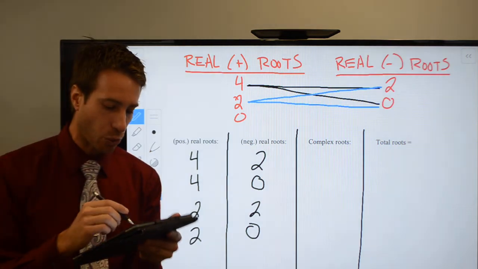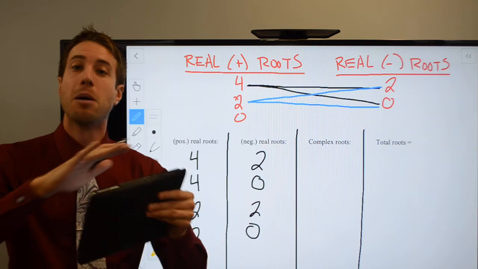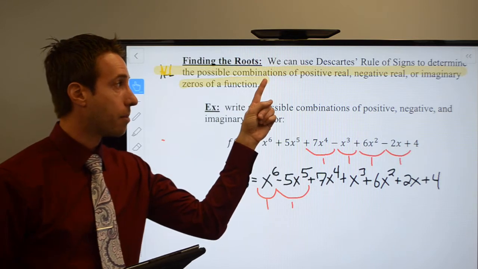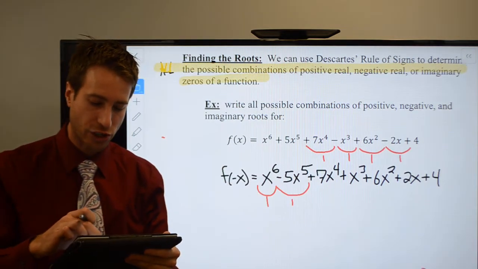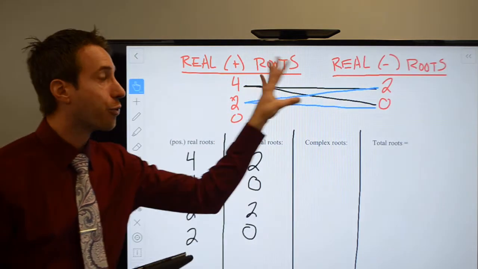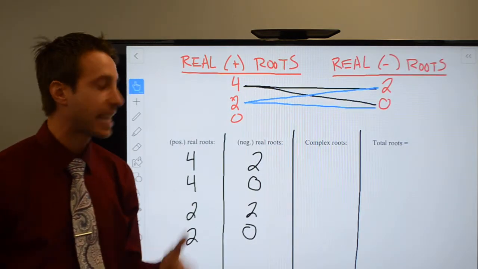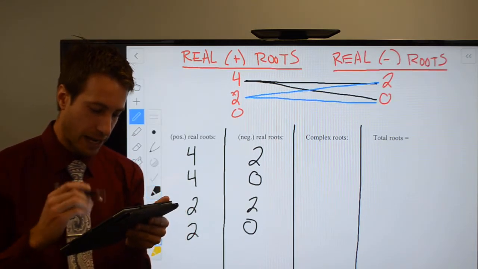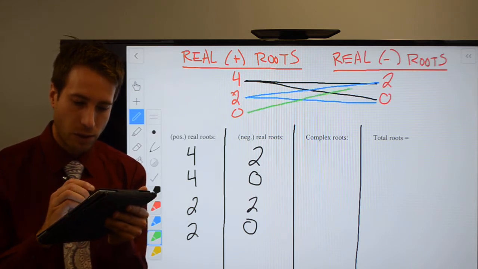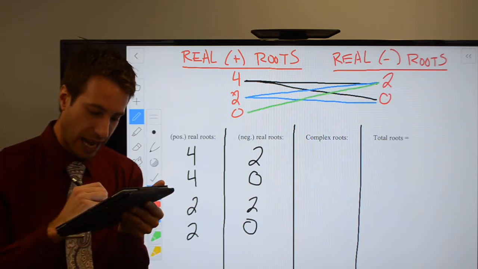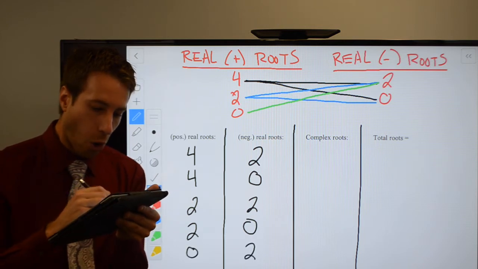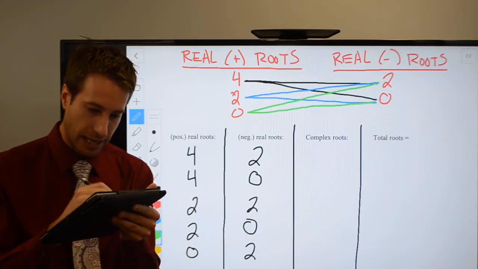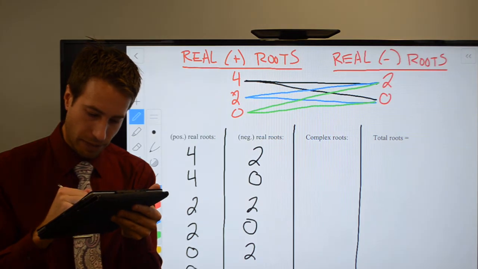Again, we're just systematically working our way through the table to make sure I get every possible combination. Again, the directions said I want all possible combinations of positive real and negative real. So we are just systematically working our way through the tables we created to make sure I get all of those possibilities. And we're down to our last one, which is going to be this guy right here. I could have 0 positive roots and 2 negative, so 0 and 2. Or I could have 0 positive and 0 negative real roots, so 0 and 0.